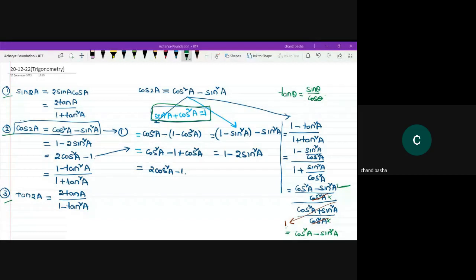Now we can go for the problems related to this concept. Let's have a discussion of a few of the problems related to this concept.